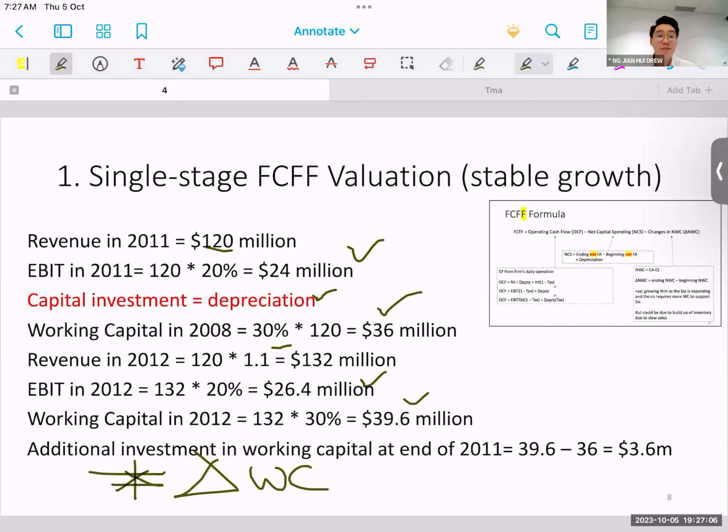I repeat again, we need the change, not the working capital. Okay? Because when you do your GBA, when you do your finals, please make sure you do a change, because if you just take working capital, your answers obviously will be wrong. And the problem is the cascading down of this effect, right?